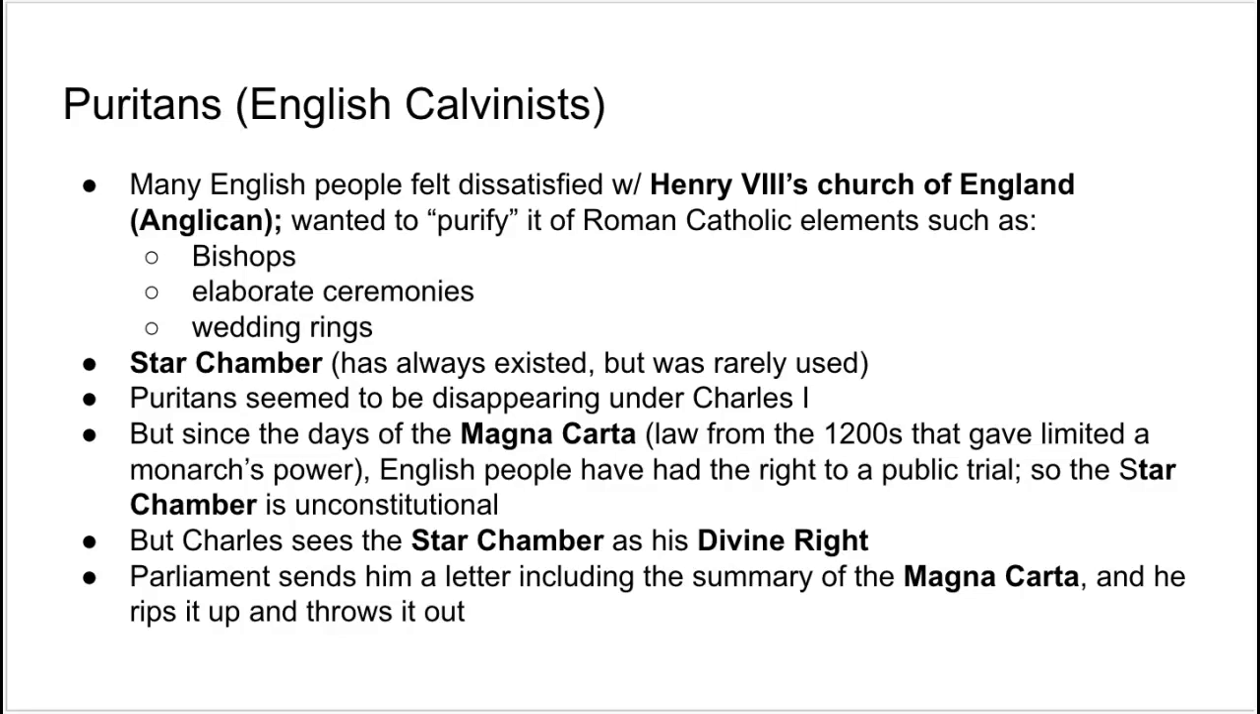And we just talked a little bit about the Star Chamber. It had always existed, but it was rarely used. But this is where a lot of the Puritans were put on trial by Charles I. And of course, Puritans started to be disappearing. Since the days of the Magna Carta, which was the law from the 1200s that limited a monarch's power, English people have had the right to a public trial. So the Star Chamber was seen as really unconstitutional. But Charles saw the Star Chamber as part of his divine right, and Parliament sent him a letter including the summary of the Magna Carta, and he ripped it up and threw it out. We've seen this before. Hello, Martin Luther.